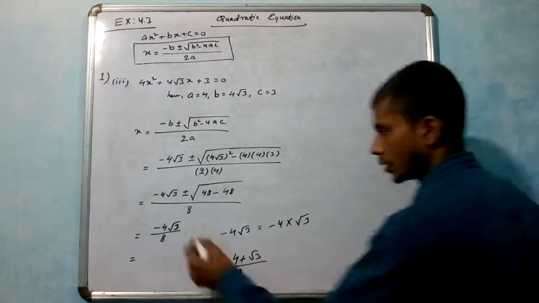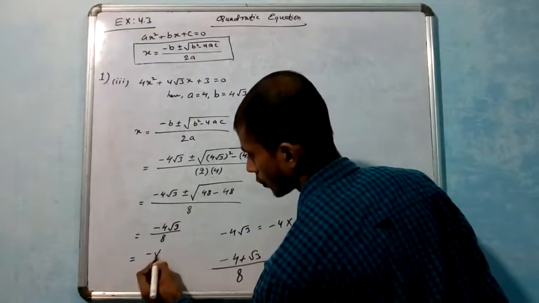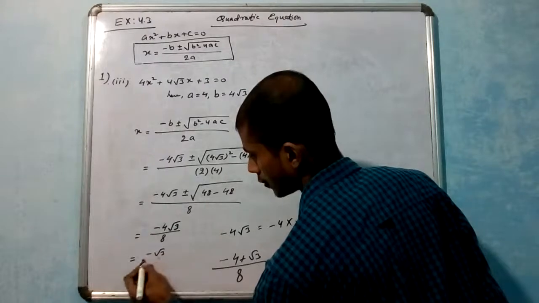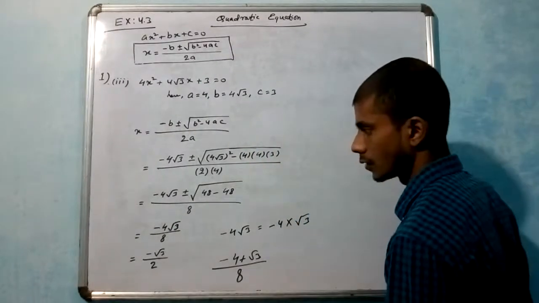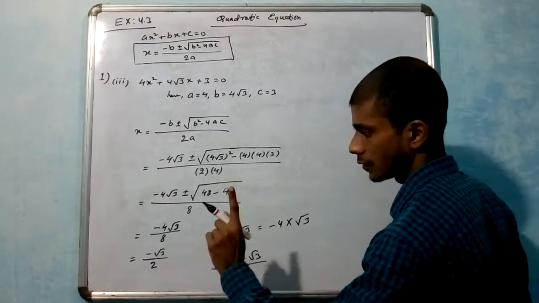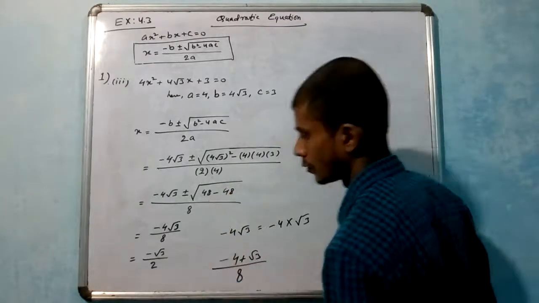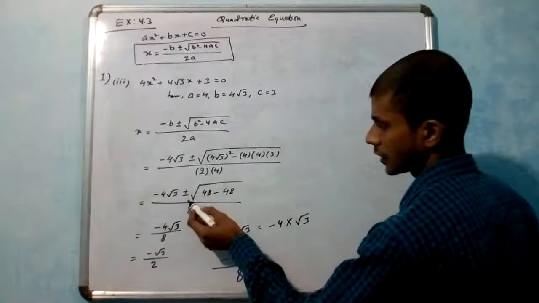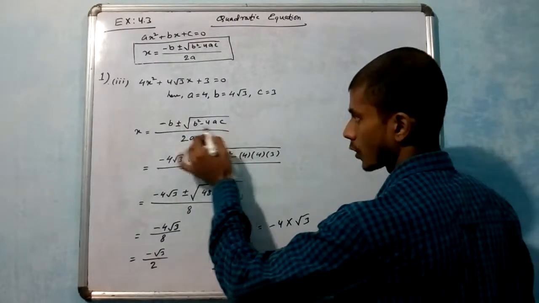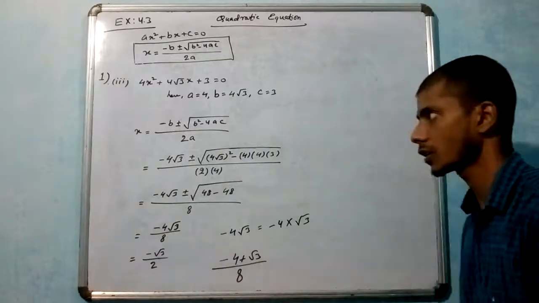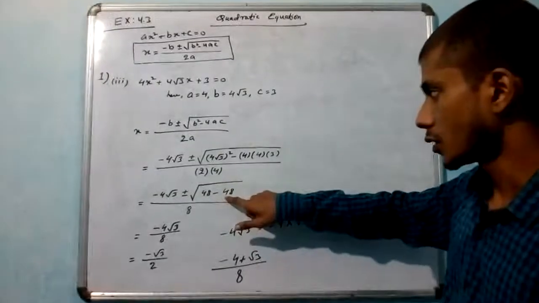No, we can't cancel. Okay, so here we will get minus root 3 by 2. Only one answer. No, why? Because this discriminant part is 0. Discriminant, what was this name? b square minus 4ac, discriminant. Okay, so discriminant is 0.